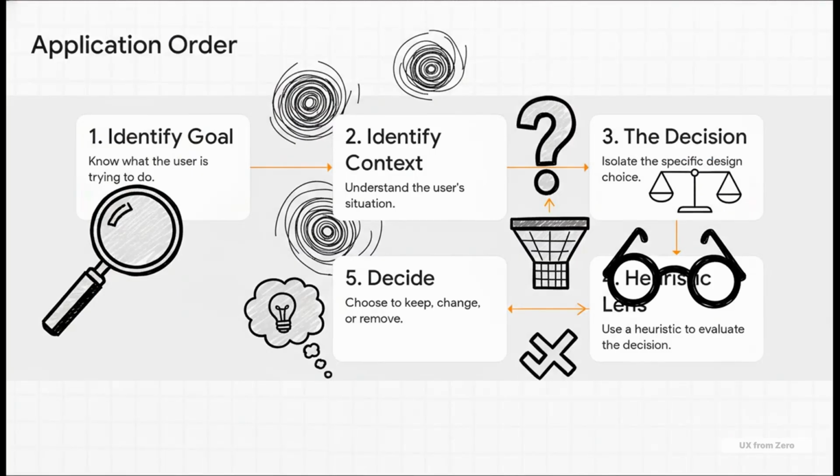So here it is, a simple 5-step process. But I want you to notice the order. You start by identifying the user's goal and their context. Then you zero in on the specific design decision. It's only at step 4 that you bring in a heuristic to evaluate it. And this is so crucial. Heuristics don't replace your critical thinking. They come in after you've done the hard work.